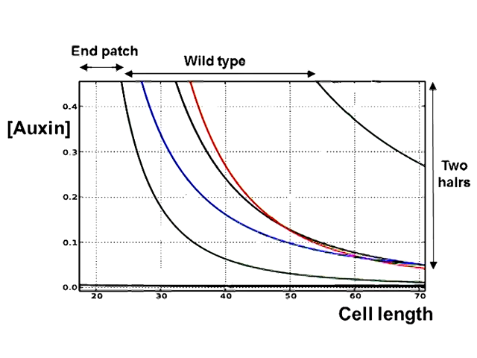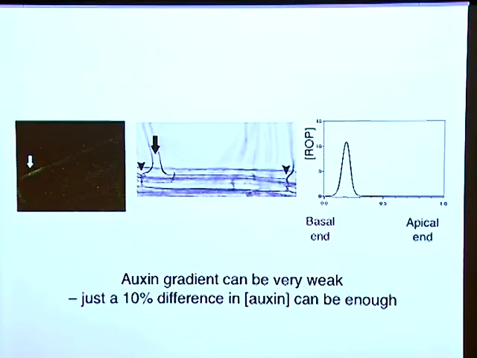And what we found was that we have a range of auxin concentrations, a range of cell lengths under which we would predict the root hair is going to form right at the end of the cell. Another range where we'll get wild-type phenotypes, a range where we'll get 2 hairs, and we can map out the range of things that we might see. We also found that the Auxin gradient can be incredibly weak, and we will still reproducibly get these patches in the model. We only need a 10% difference in Auxin locally to produce a patch. So it's a really robust system.